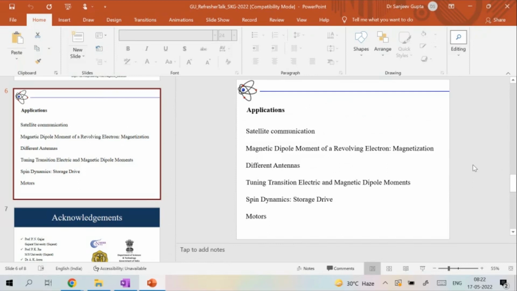Different antennas, I have not talked about the antenna case, but I thought I would give you some idea about the linear antenna and the half-wave antenna, because this antenna is directly based on the electric dipole moment concept. It is an extension of the electric dipole moment. So you can calculate the radiation pressure, and many different properties of antennas.